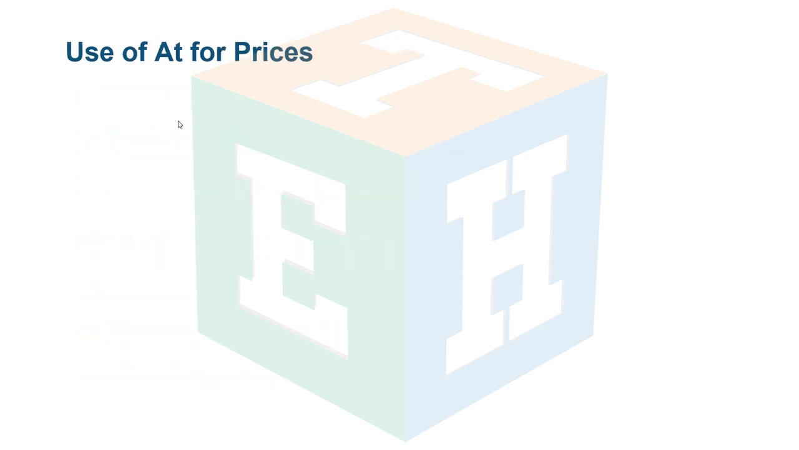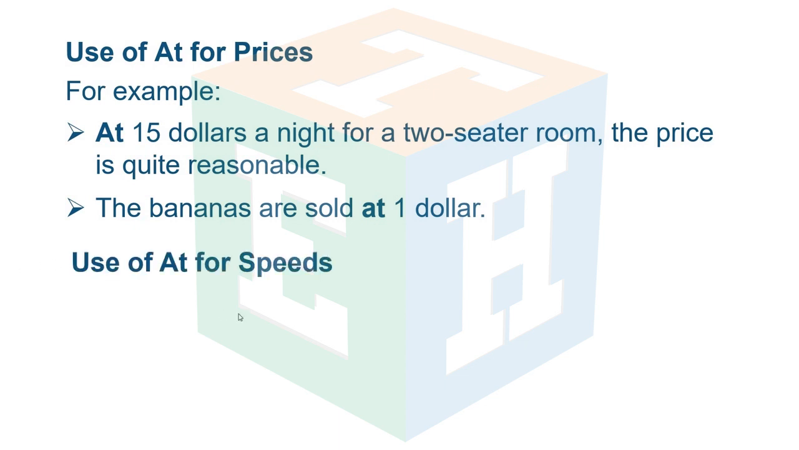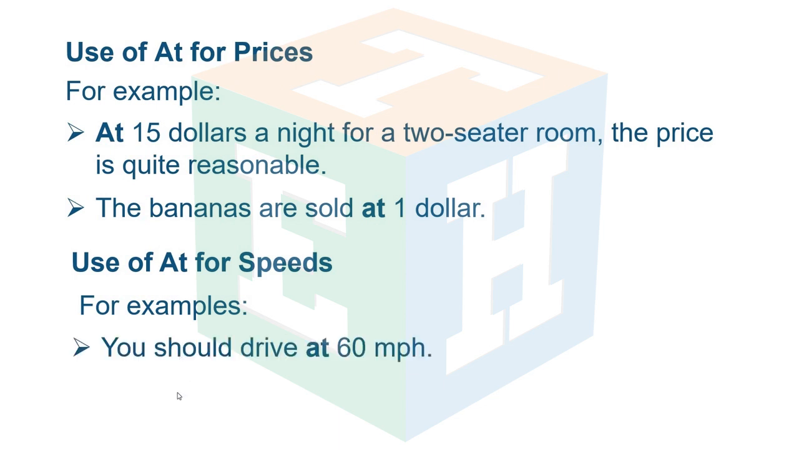Use of at for prices. For example, at $15 a night for a 2-seater room, the price is quite reasonable. The bananas are sold at $1. Use of at for speeds. For examples, you should drive at 60 mph. John was driving at 100 mph.